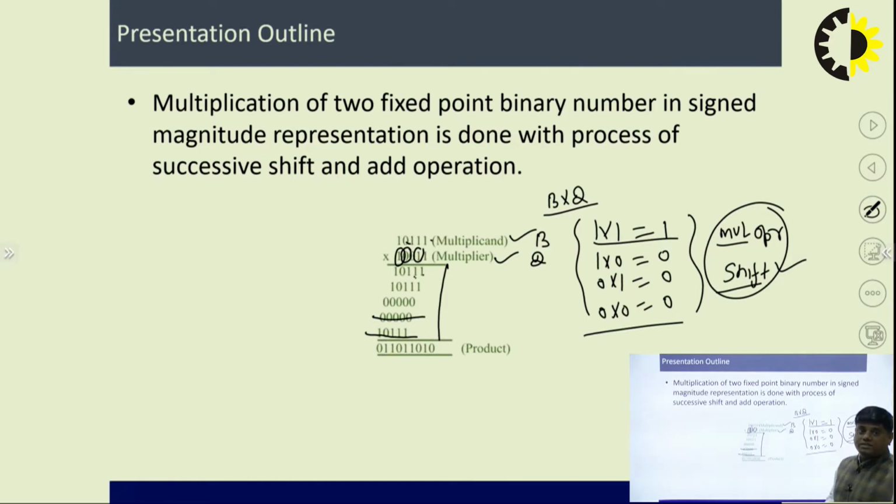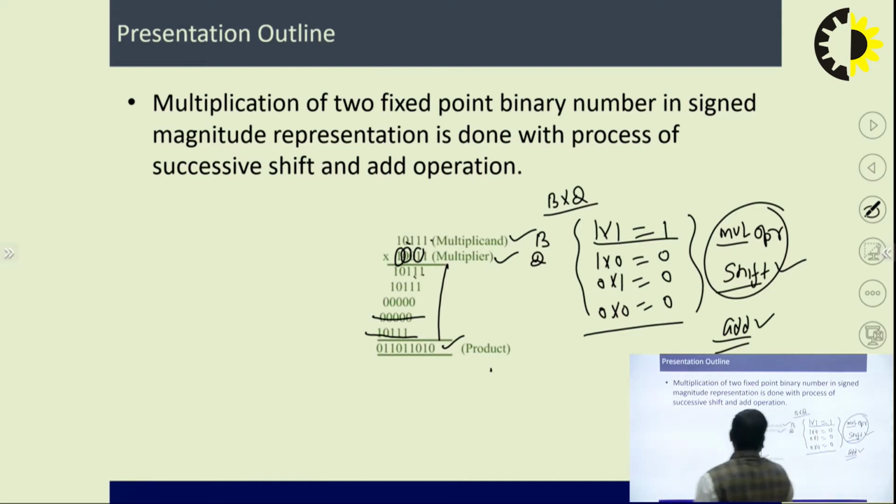What is the final answer? For the final answer, we add all of these. It means one more operation is required for the multiplication operation, that is known as addition. In the last, we add 1 1 0 and 0 1 1 0 0 0.